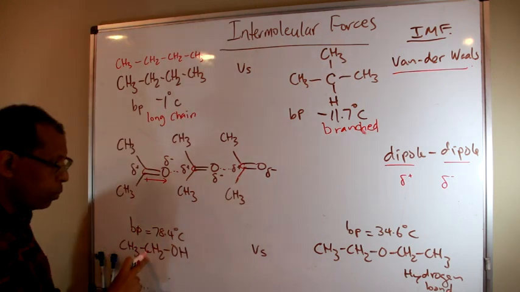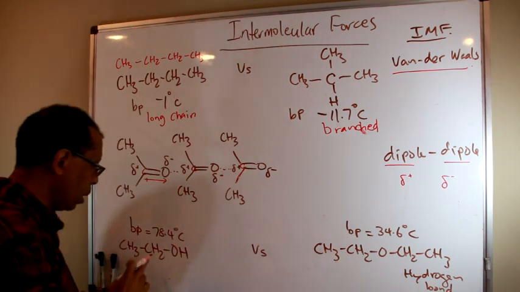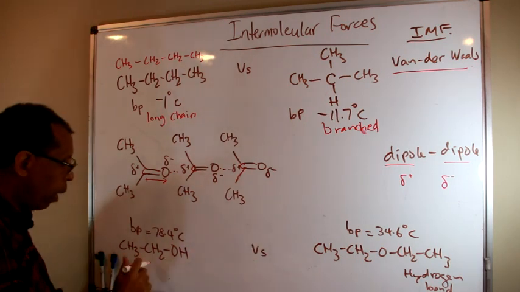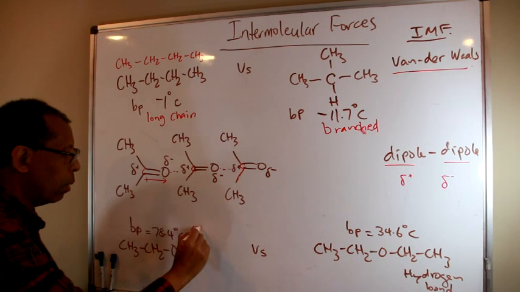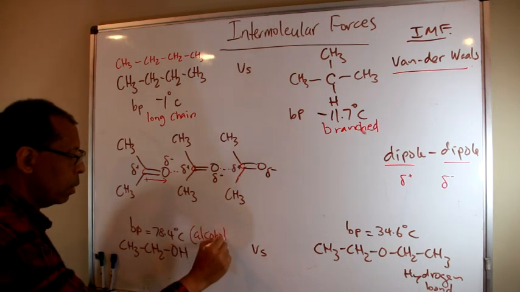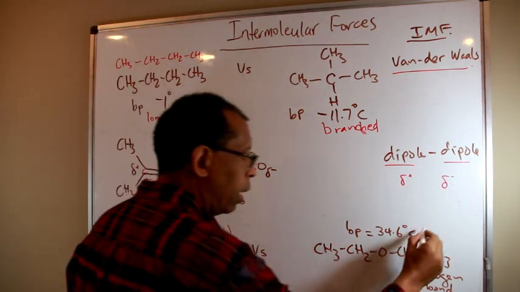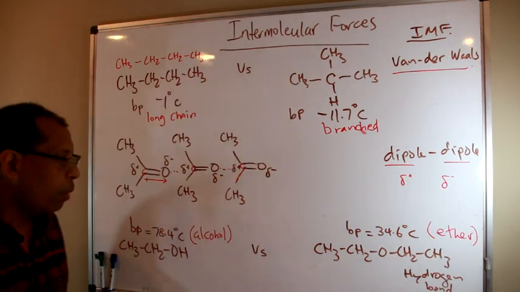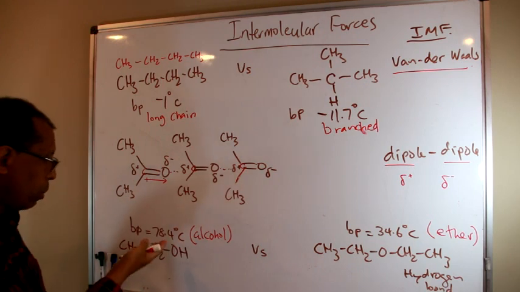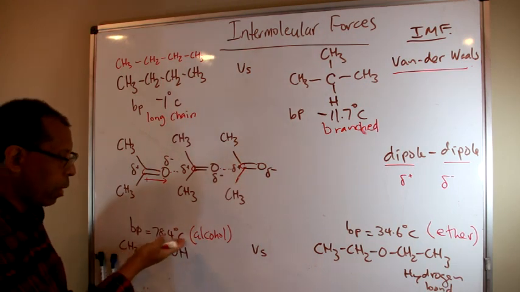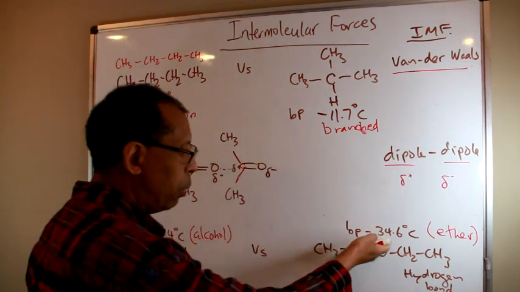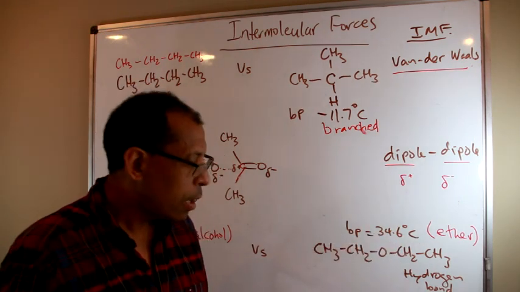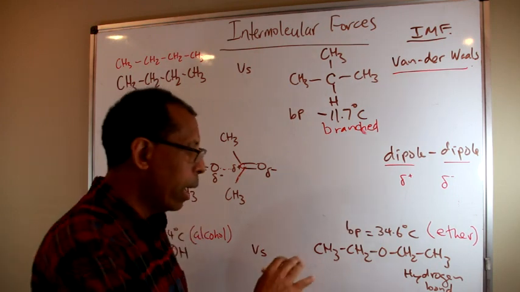Here I have two compounds. I'm comparing almost the same structure, but one is an alcohol. This is the alcohol functional group, and here this is an ether functional group. So if you just look here, the boiling point is 78.4 for the alcohol. Here the boiling point for the ether is 34.6.